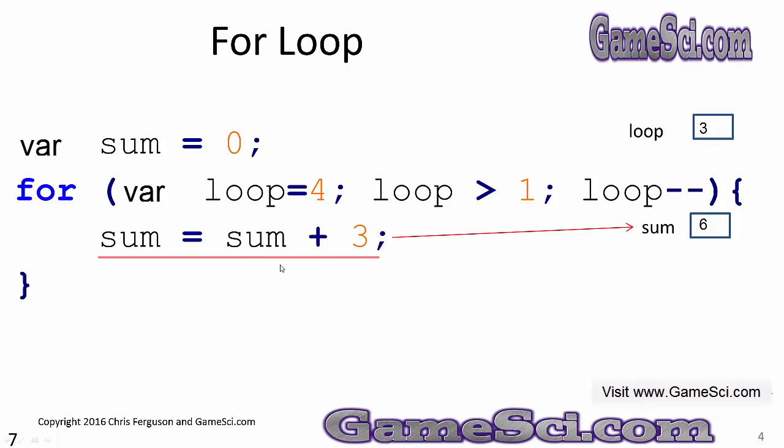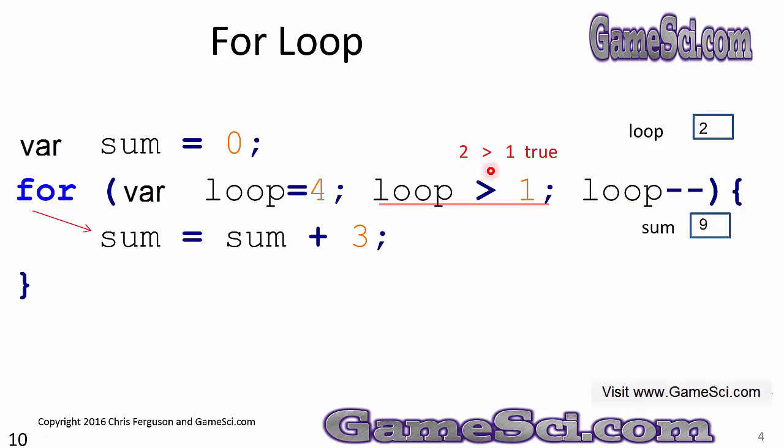Inside the loop, sum equals sum plus 3. Going to change our variable sum to a 6. After that executes, we'll hit the end of the loop. You hit the end of the loop, you spin back up to the for statement. What executes first when you spin back up? Changing the iteration variable does. Loop minus minus is going to decrement or subtract 1 from the variable loop. Our 3 just went to a 2.